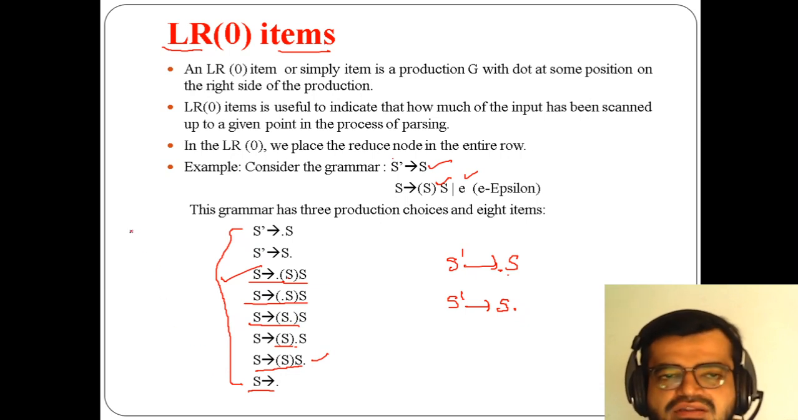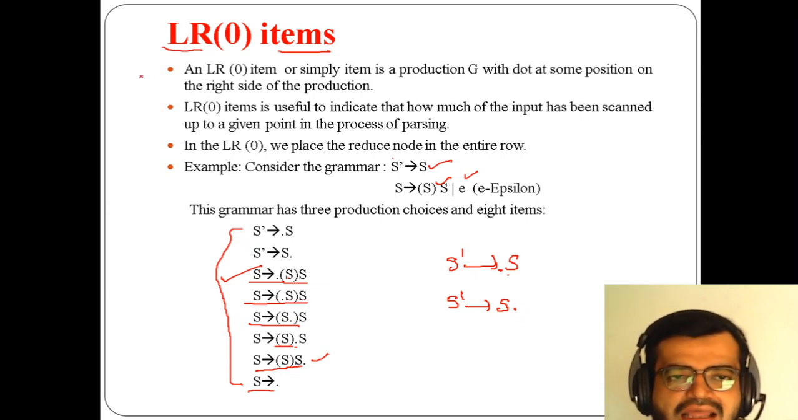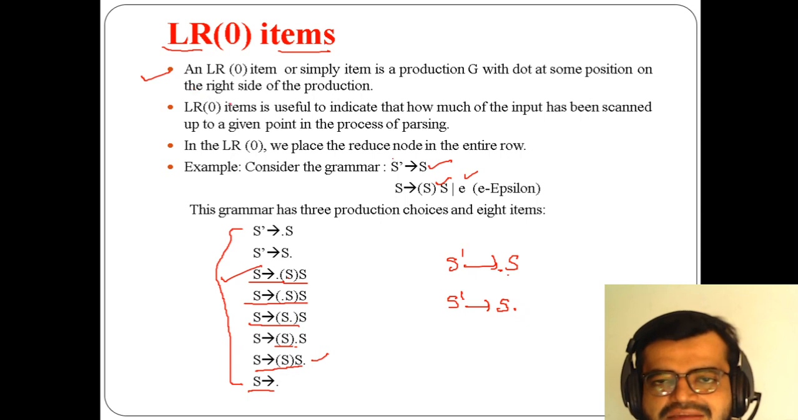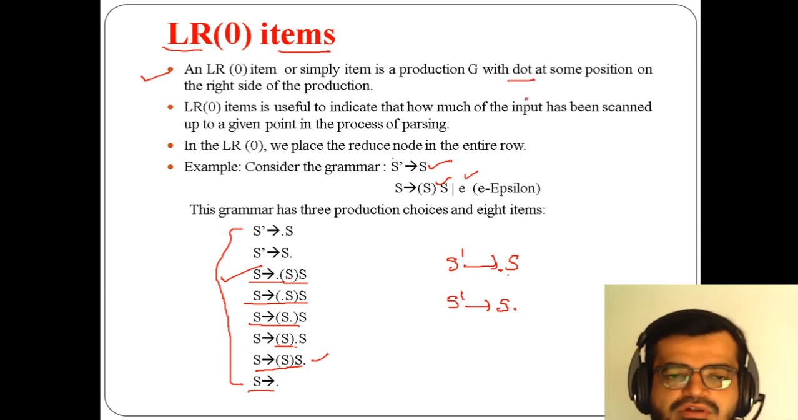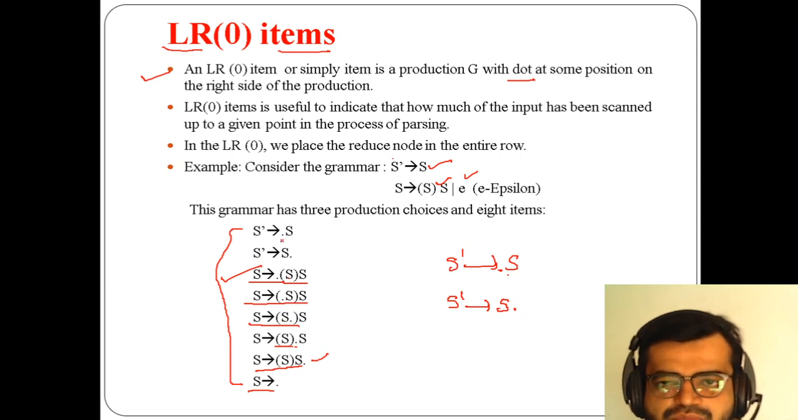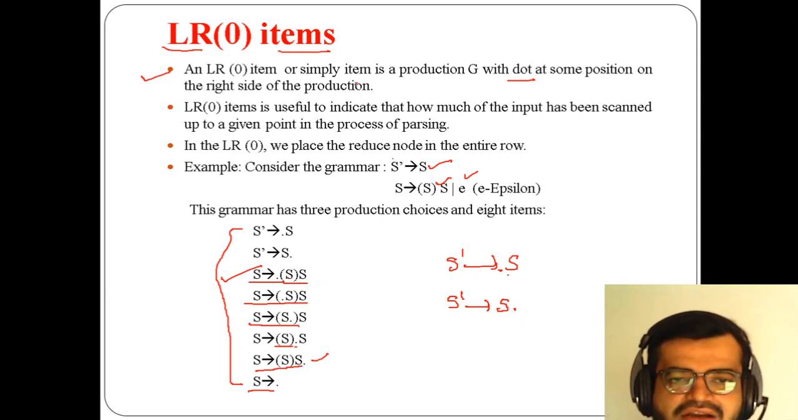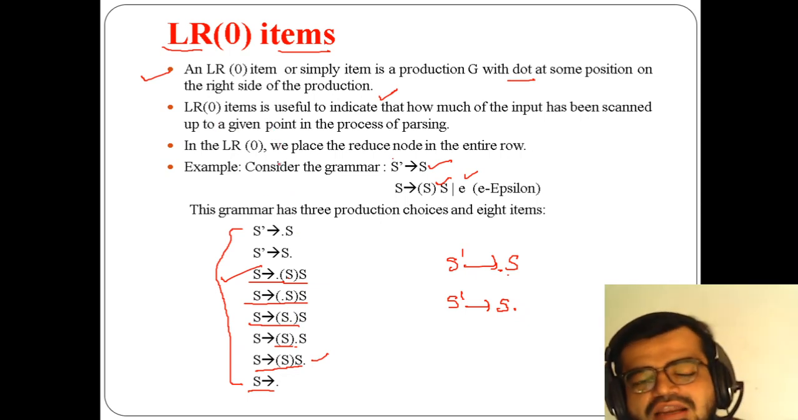Okay. If you refer to this point, you will come to know that an LR(0) item is simply a production with a dot taken at some position. Initially you take the dot at the first position on the right hand side of the production, and this item will be useful. What is the purpose of LR(0) items?